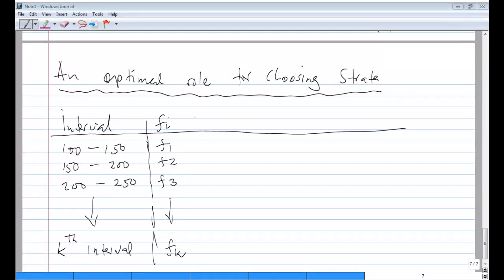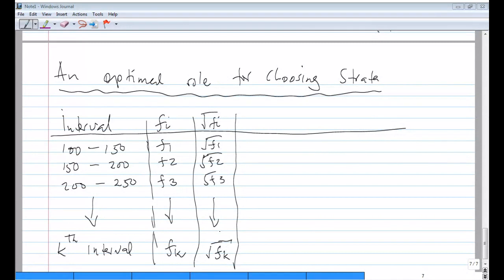Okay, so that's it. That's column number 2. So the third one, you square the frequencies. Find the square root of those frequencies. Okay, that means for interval number 1, you're going to have the square root of what? F1. Then square root of F2. Then square root of F3. Like that. So the last one is going to be what? The square root of Fk. Are we together? Okay.